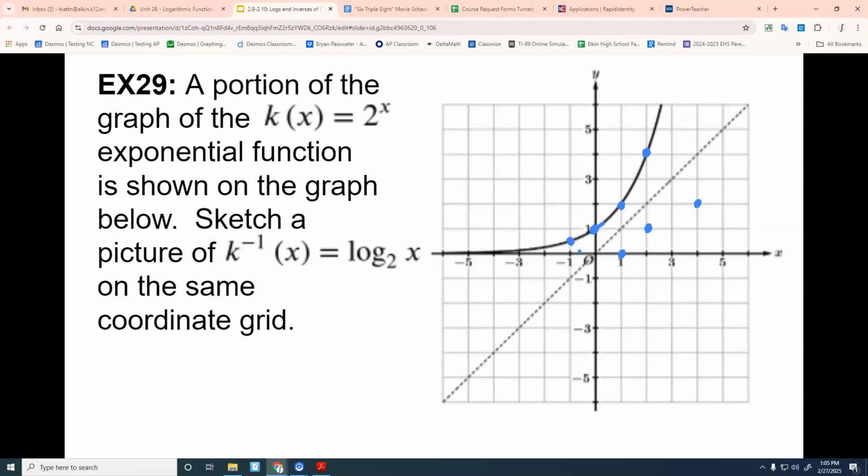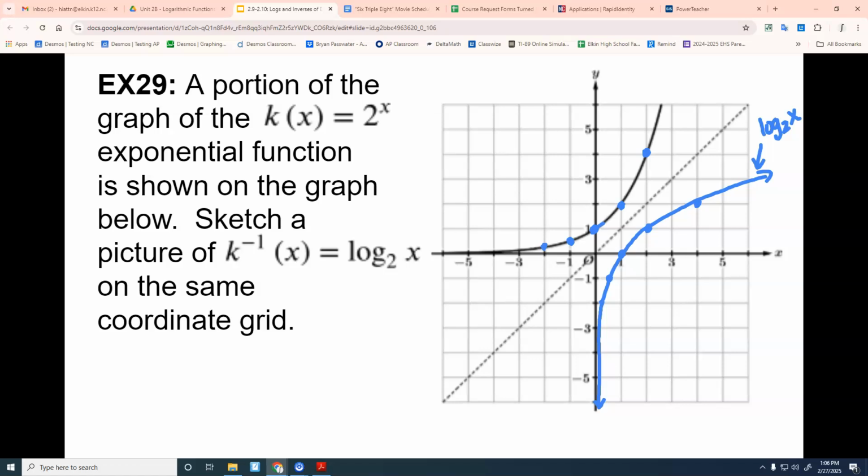This point right here is like -1, 1/2. So that is going to be 1/2, -1 right here. This is probably like 1/4 right here, so I'd have 1/4, -2. And then it starts to get difficult to see what's happening here. But those points are going to get closer and closer and closer to that y-axis here. And this is going to be our graph of log base 2 of x.